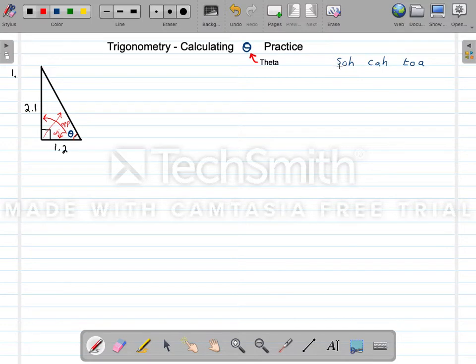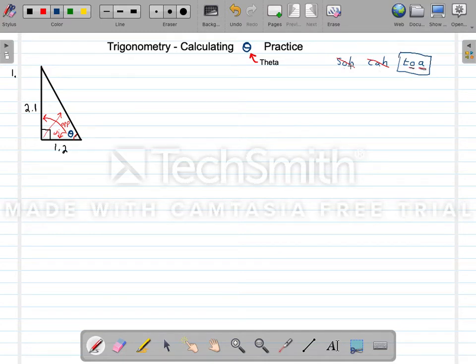For sine, I need my opposite and my hypotenuse. I don't have my hypotenuse, so I'm not going to use that. I don't have my hypotenuse again, so I'm not going to use cos. But I do have the opposite and the adjacent. So in this problem, I'm going to use tan theta to figure it out. You're given a triangle, you see what two sides you're given, and you identify what those two sides are relative to theta. In this case, I have my opposite and my adjacent. The trig function that uses opposite and adjacent is tan.